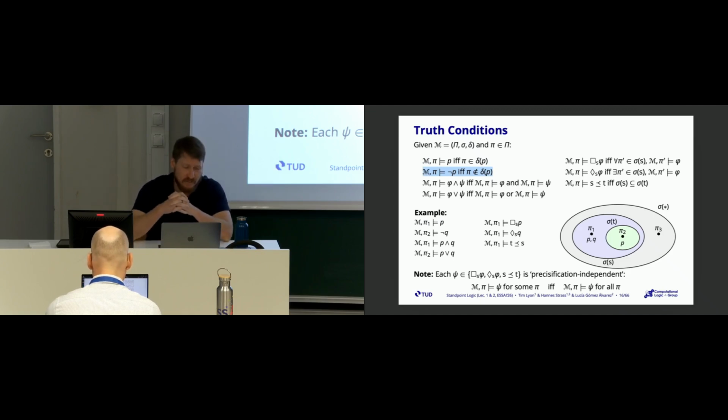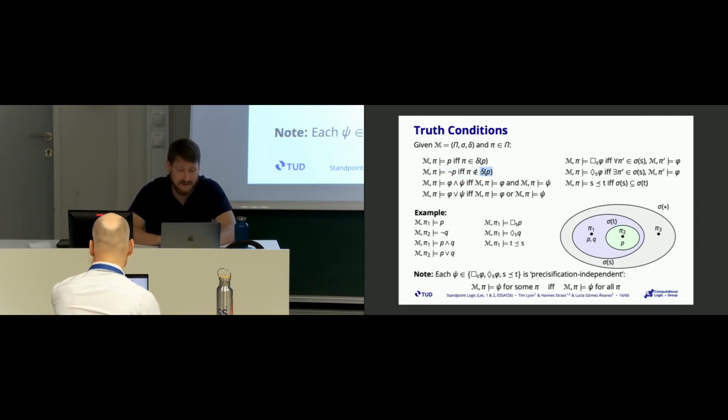We have that the negation of a propositional atom is true at a precisification pi in a model M if and only if pi is not an element of delta of p. For instance, q is not mapped to pi 2, therefore not q is true there. This enforces a type of classical reasoning at precisifications. Either a formula is true or its negation is true. We have that a conjunction, phi and psi, is true in a model M and a precisification pi if and only if phi is true there and psi is true there. For instance, in our model p and q were mapped to pi 1. Therefore, p and q is true at pi 1.